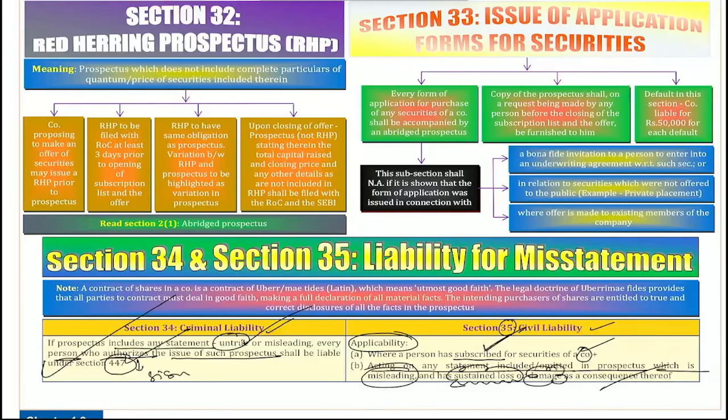Completed, everyone? 31 and 32. Shelf and red herring. Okay.